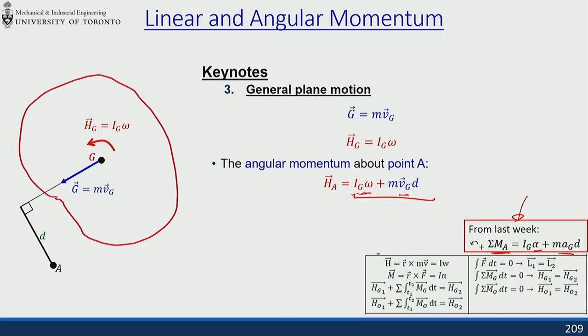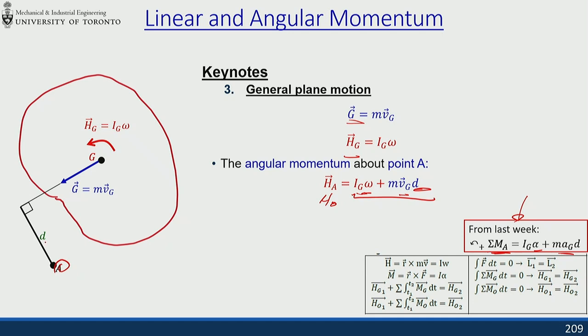Okay. Oh, it's general motion. So this is the trickiest one to deal with. The idea is that you combine your linear momentum with your angular momentum, but you don't just plug the linear momentum in, you have to put your d in. So in this case, instead of having it as A, this is O, then this is basically Ho equals Ig omega plus m Vg d.